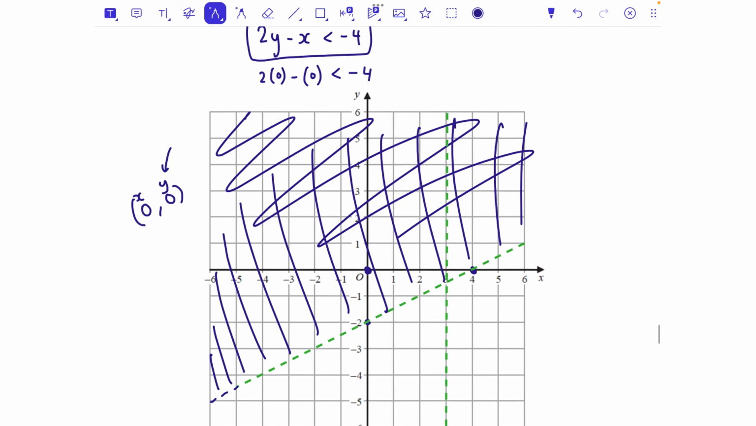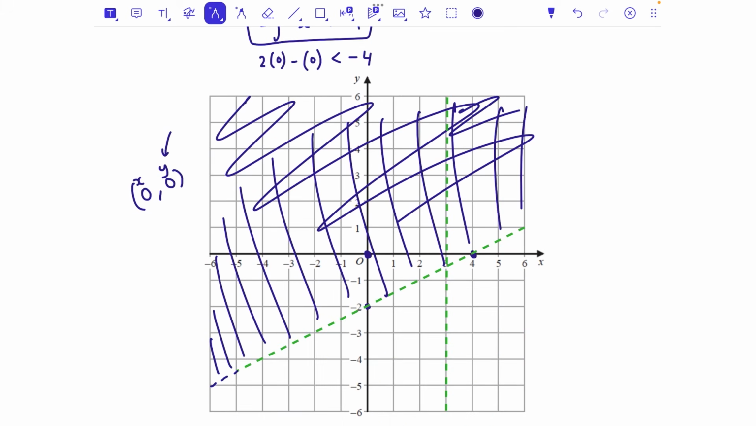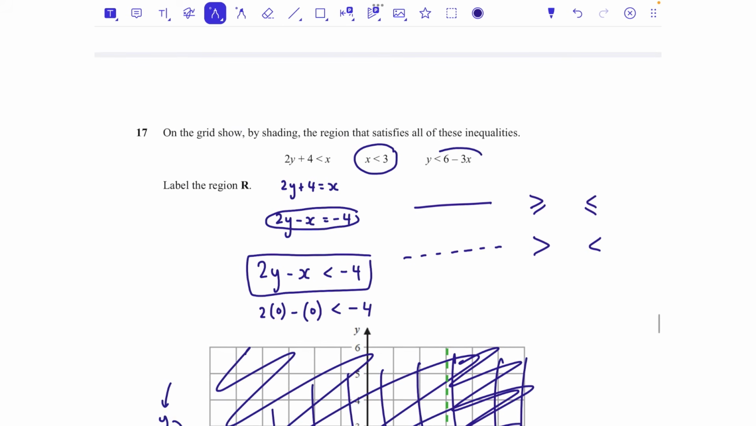Now I want x to be less than 3, and that means I need to shade everything I don't want, which is all of the values of x that are bigger than 3, which is everything on that side of the line. There we go. And then last but not least, I need to draw this.